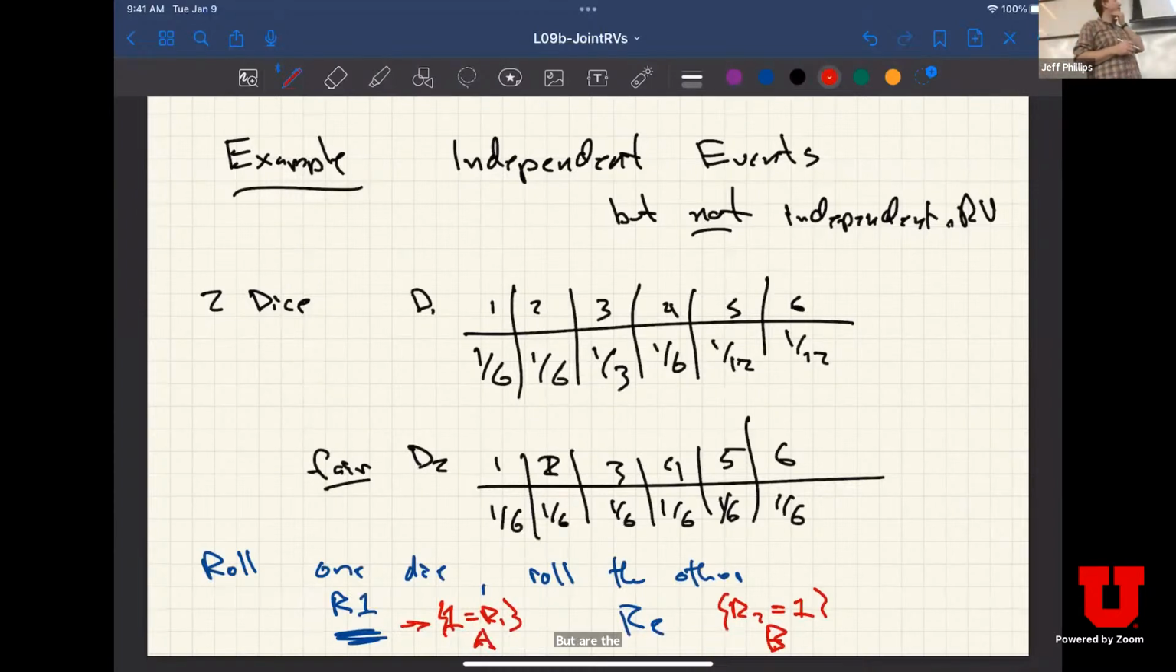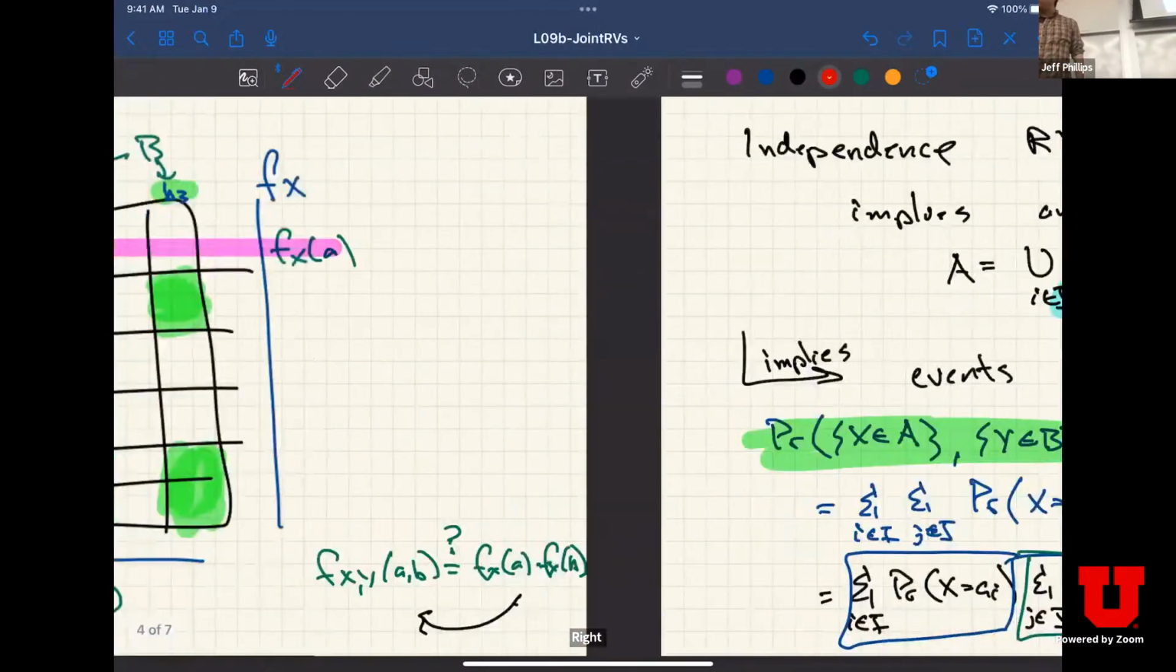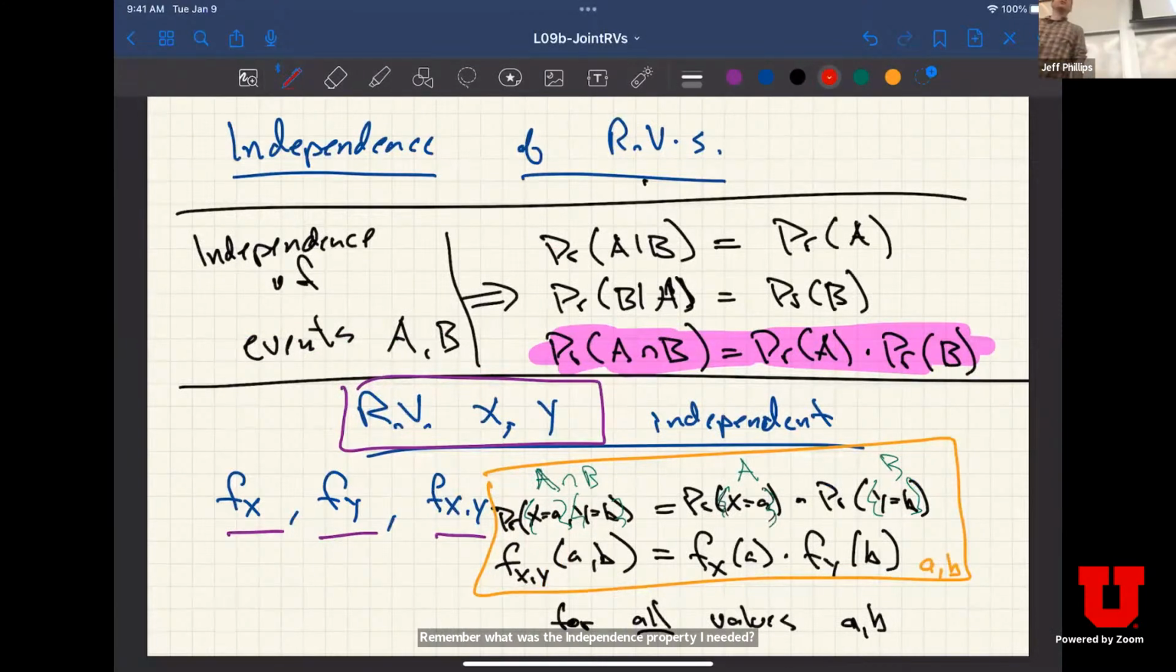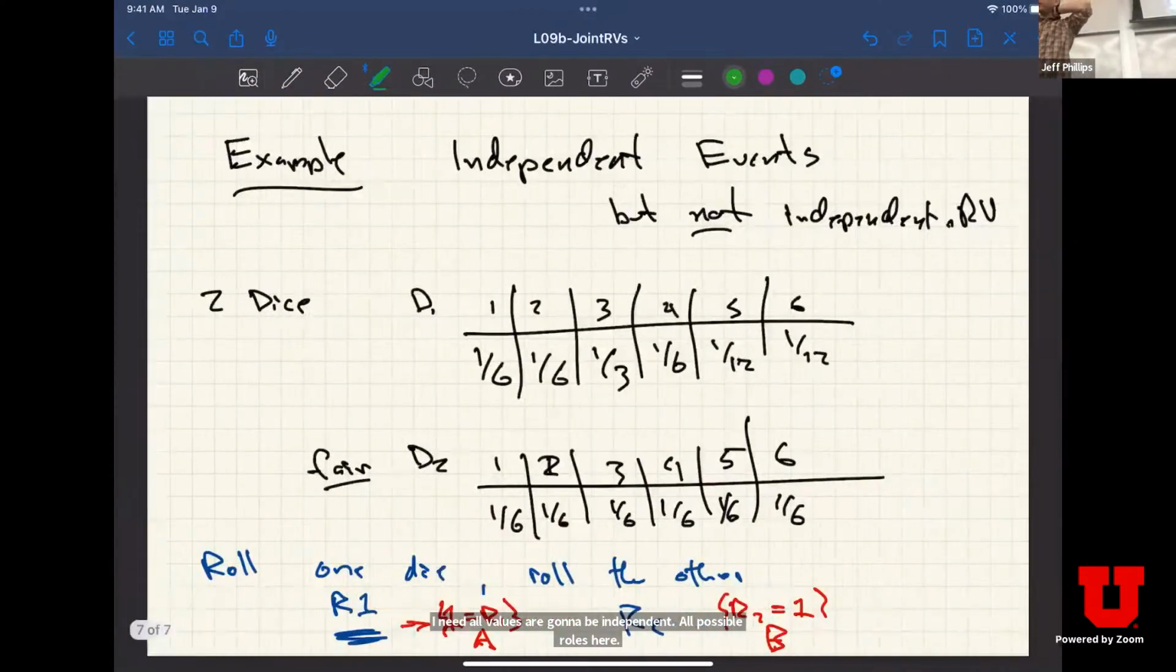But are the random variables independent of each other? If I know the first roll, what would I need for the random variables R1 and R2 to be completely independent of each other? What property would I need? Remember what the independence property was that I needed? I wrote it here someplace. What was the key thing? Yeah, I need all values to be independent, all possible rolls here. So are these random variables independent?